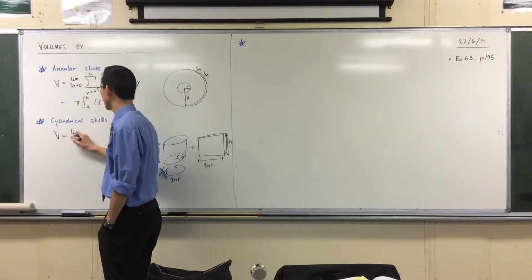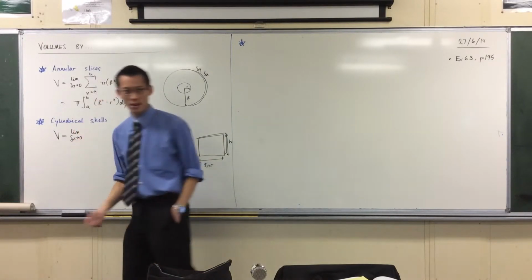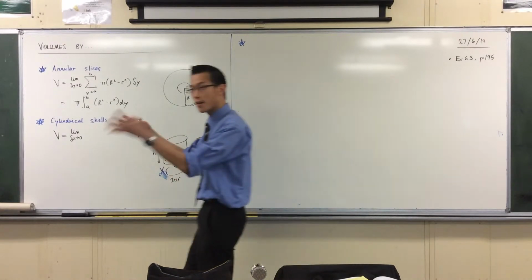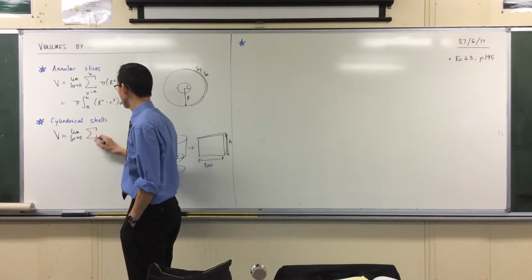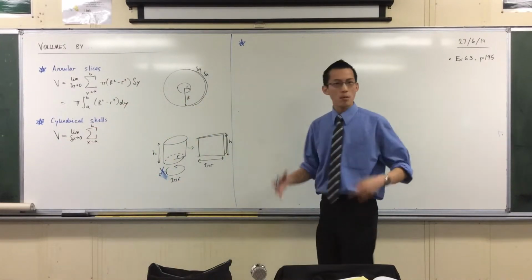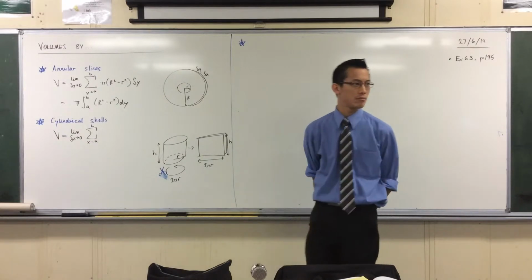So you take the limit. I want all of the shells to be very, very thin. I'm going to add up again from a to b, but notice that these are x boundaries, not y boundaries. And then what's going to happen after the sigma notation? What do I put in there?